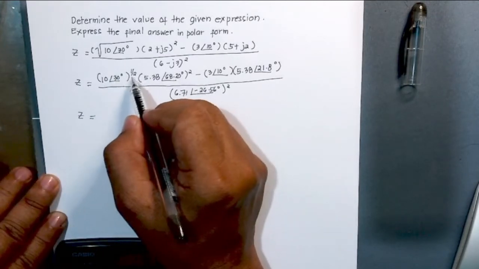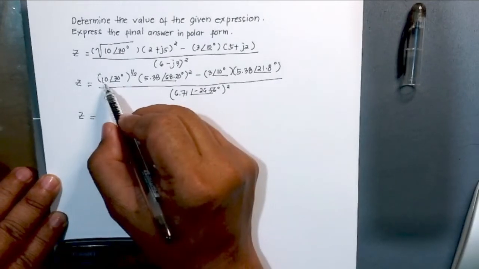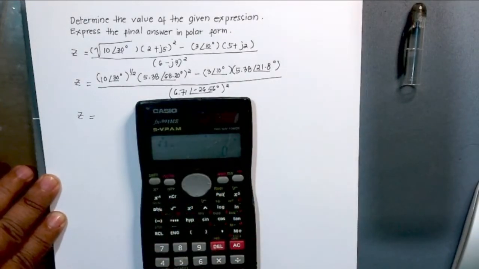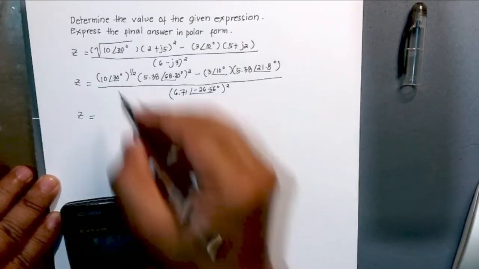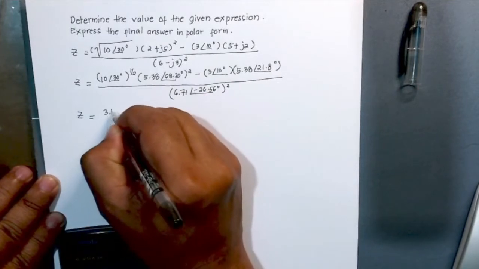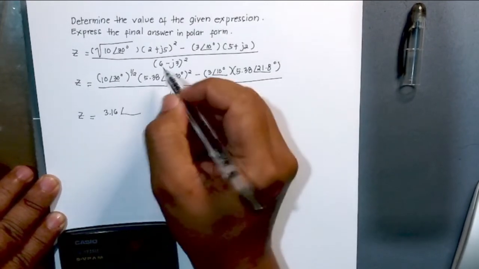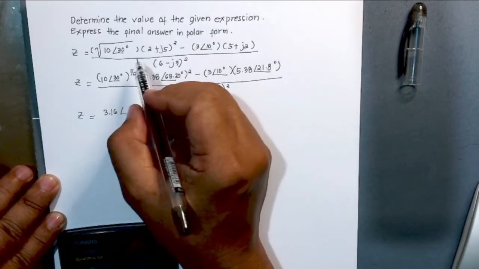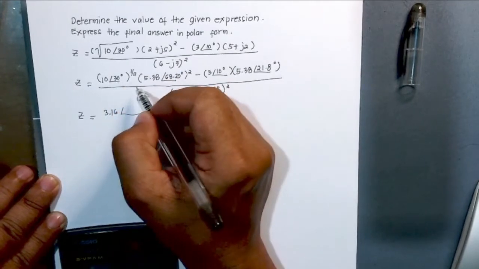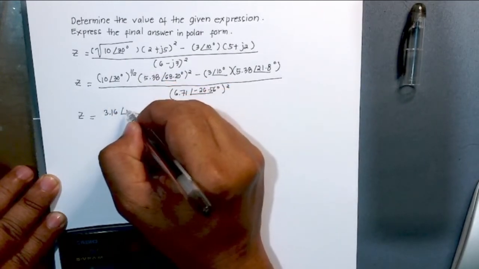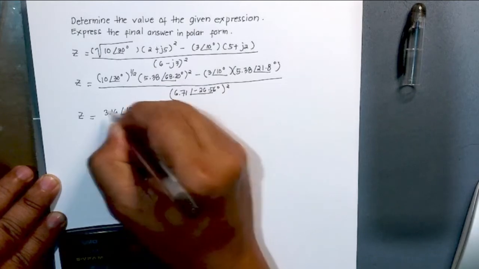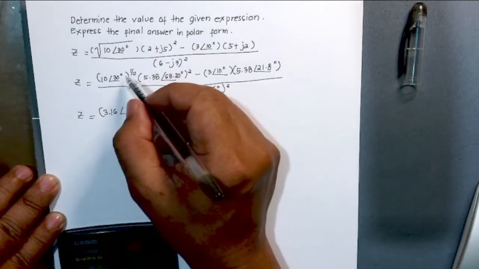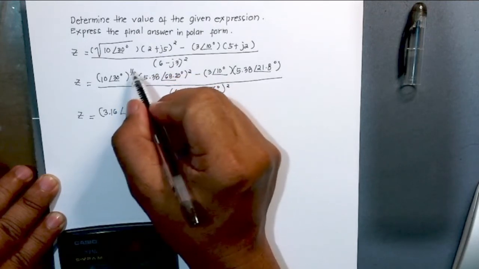So z is equal to, so this one we apply the system. So we take the square root of 10. If you are going to use your calculator, the square root of 10 is equal to 3.16. So the angle will be multiplied with the power. So that will be 30 times 1/2, and that will give us 15 degrees. Okay, so this is the value of this polar form term raised to 1/2.